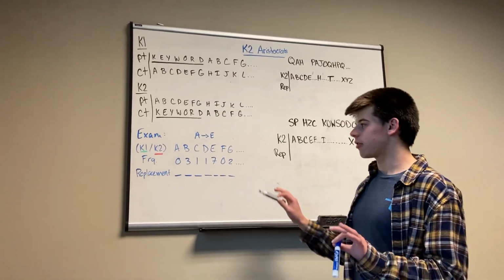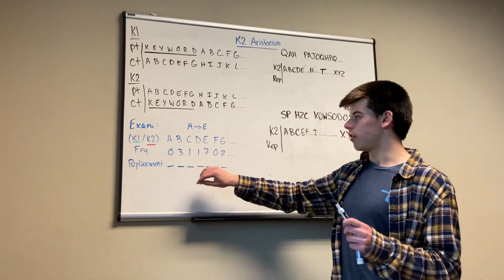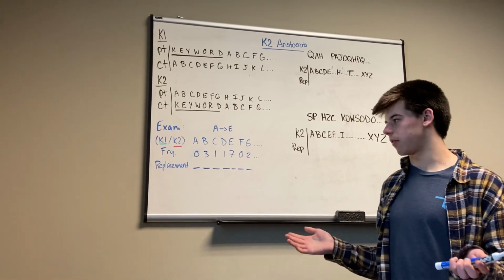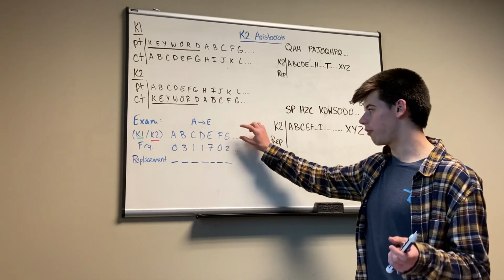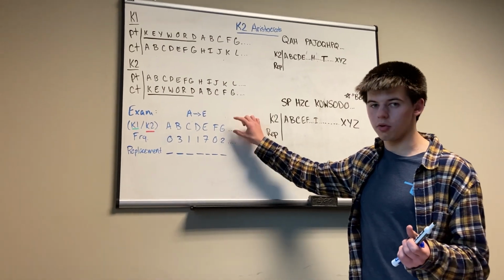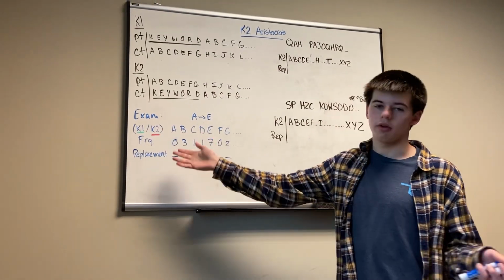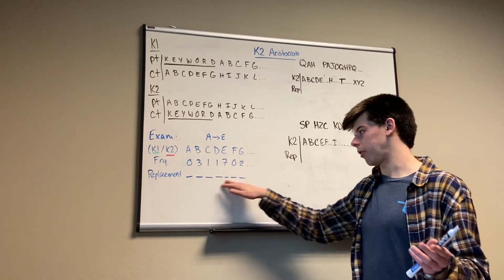So when you're doing the test, and you get the question, you obviously have the message that's encoded, it doesn't make any sense. And then they give you the little chart that has a row of just the regular alphabet in order, and it will say K1 or K2. Or if it's random, it won't say anything at all. And you'll have their frequencies and you'll have the replacement.